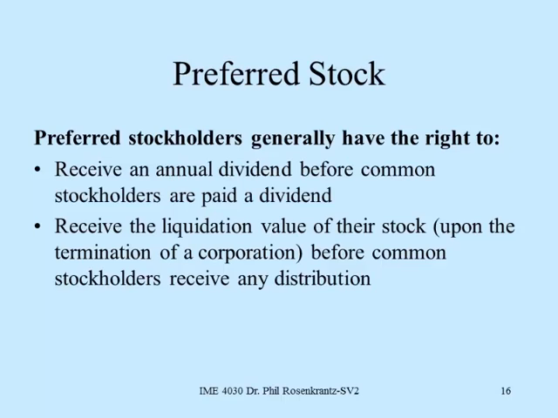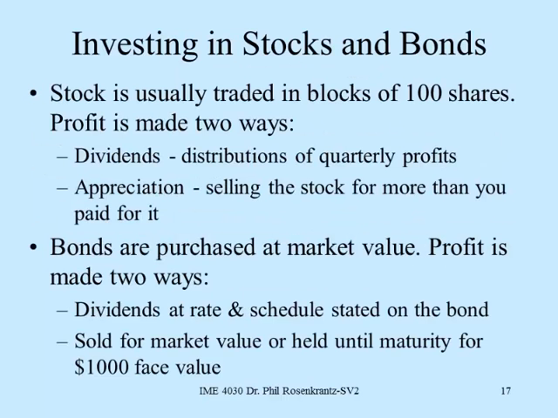Okay, let's move to slide number 17. Talk for a minute about investing in stocks and bonds. I find that students in this course enjoy hearing about that because we will be talking about some of these issues again later on. Stock is usually traded in blocks of 100 shares, and profit is made two ways. One from dividends, and what we've mentioned what those are. That's the distribution of quarterly profits. But another way money is made from stock is through appreciation.